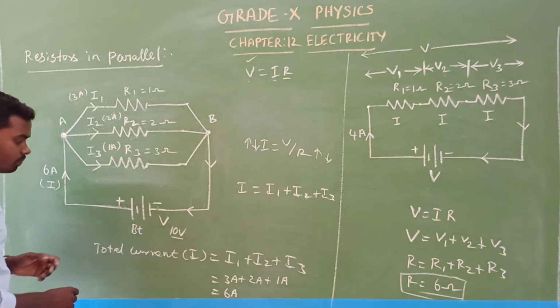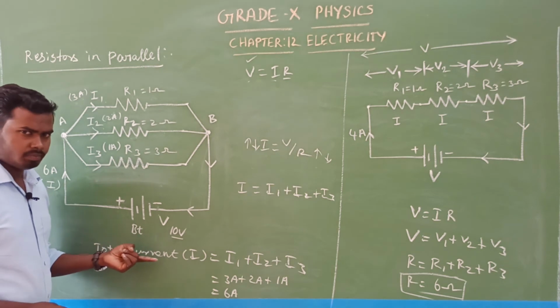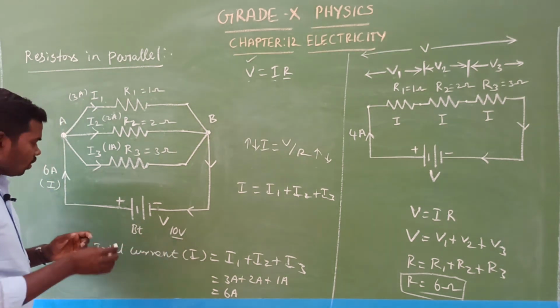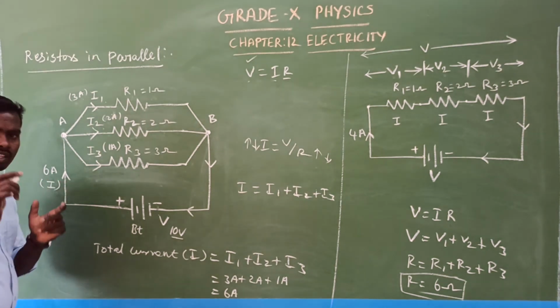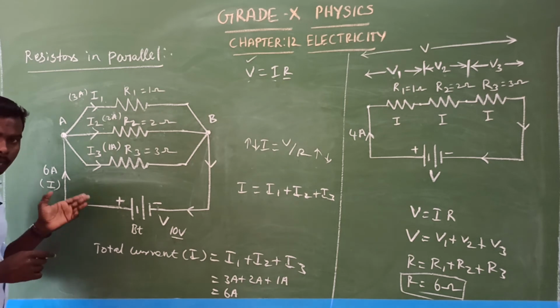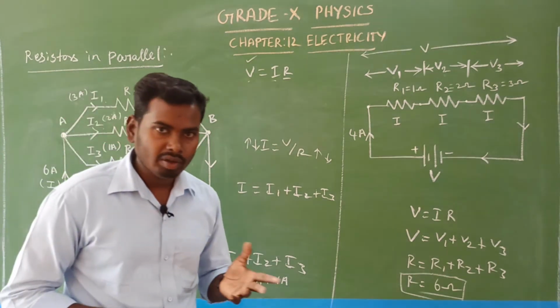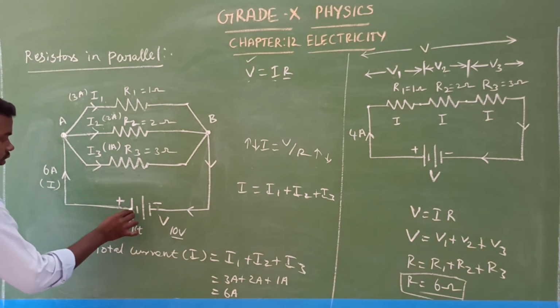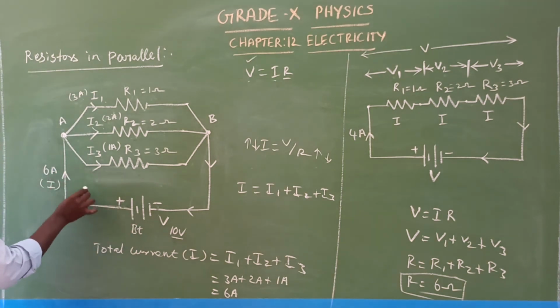இந்த சர்க்யூட்டில் நான் 10 வோல்ட் பொட்டன்ஷியல் டிஃபரன்ஸ் கொடுக்கிறேன். இந்த 10 வோல்ட் பொட்டன்ஷியல் டிஃபரன்ஸில் ஒரு 6 ஆம்பியர் கரண்ட் போகுதுன்னு வச்சுக்கோ, இது ஒரு எக்ஸாம்பிளுக்கு. கரண்ட் எப்பவுமே பாசிட்டிவ்லேருந்து நெகட்டிவ் தான் போகும். ஸோ இங்கே பாசிட்டிவ்லேருந்து நெகட்டிவ் 6 ஆம்பியர் கரண்ட் போகுது.